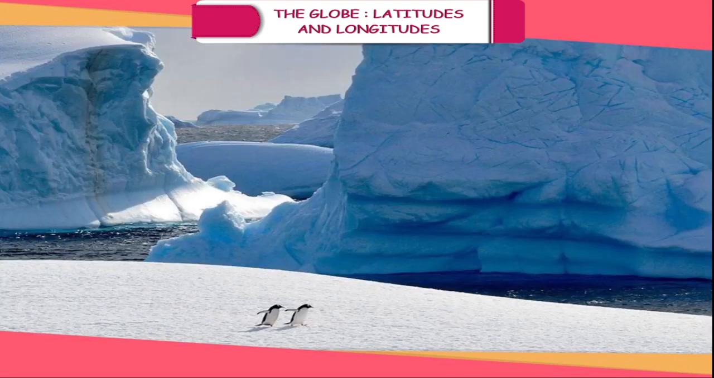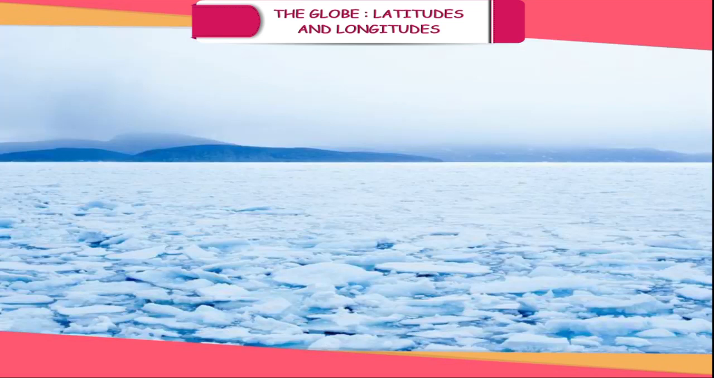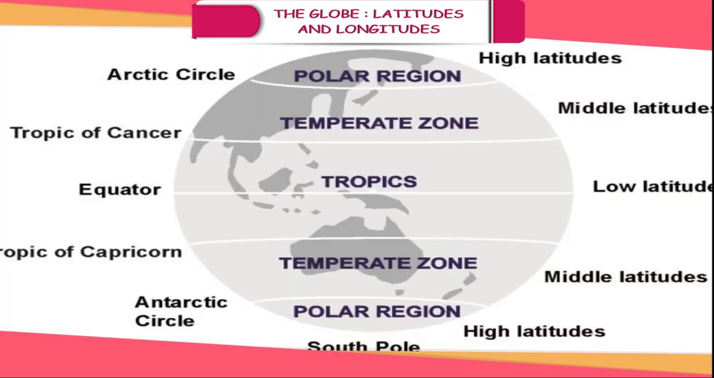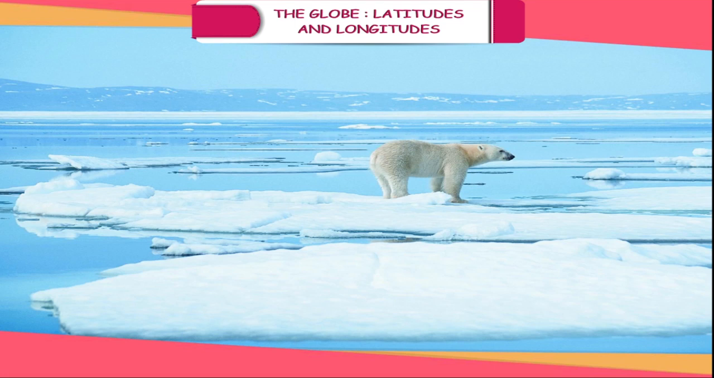Frigid zone. The meaning of frigid is cold. This zone lies between the Arctic Circle and the North Pole in the northern hemisphere and between the Antarctic Circle and the South Pole in the southern hemisphere. The temperatures remain very low throughout the year as this zone receives very slanting sun rays. So, these zones get the least amount of heat.